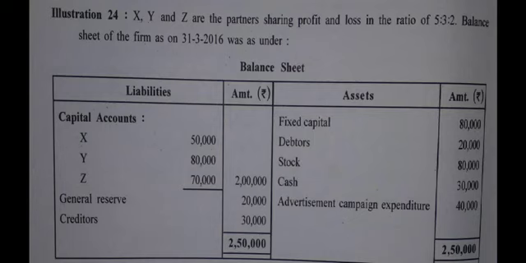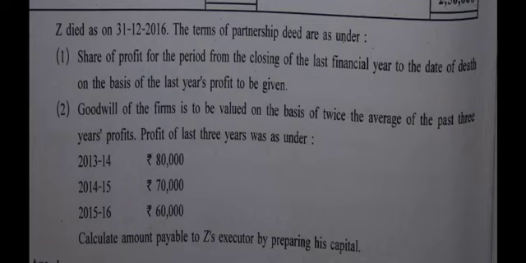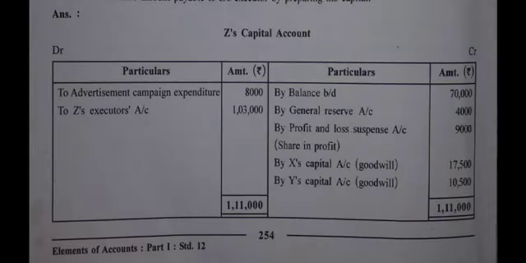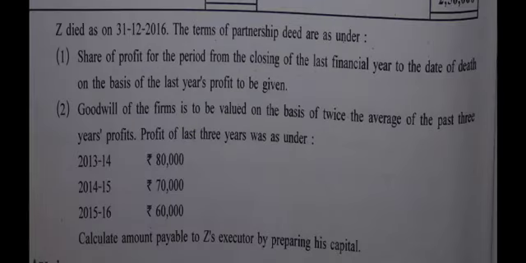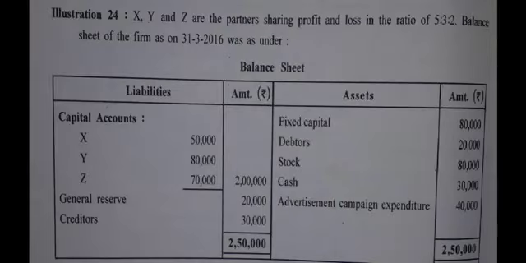So lastly, it is advertisement campaign expenditure. Yes, we are going to deal with this. This is to be written on debit side of partners' capital accounts. You know this very well. So obviously we are going to write it on debit side of capital account of Z. Here you can see to advertisement campaign expenditure 8,000. How 8,000? The total amount is 40,000.